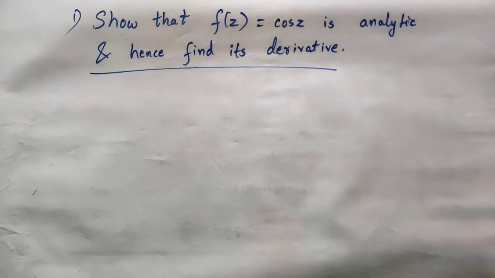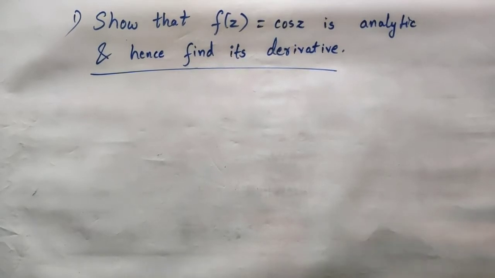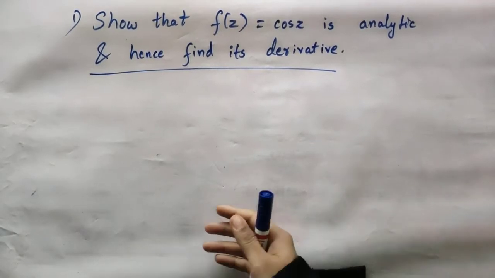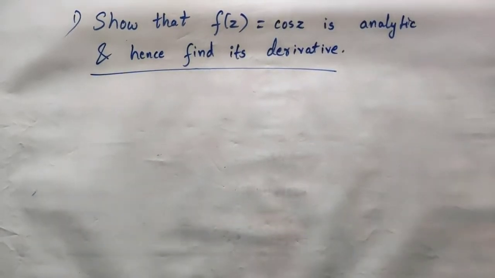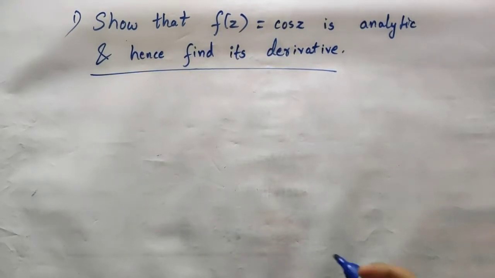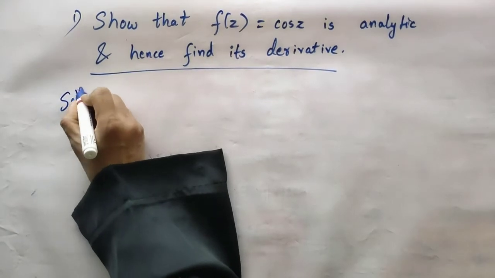Here is the first problem I have brought for you. Show that the function f of z is equal to cos z is analytic and hence find its derivative. So how do we find whether the given function is analytic or not? It's very simple and easy. We'll just move with the solution.